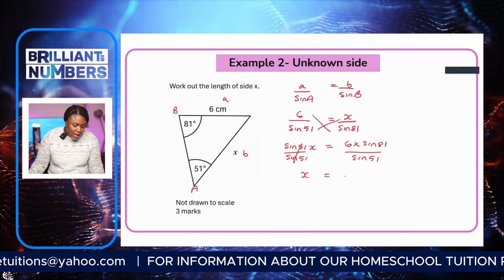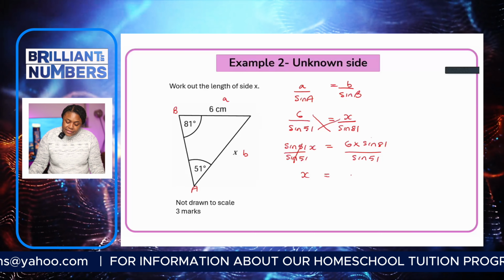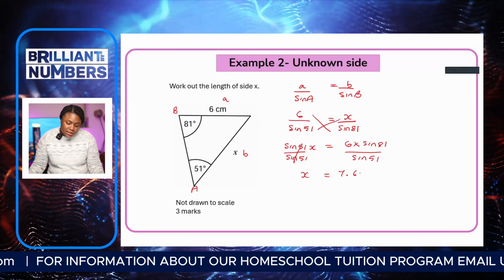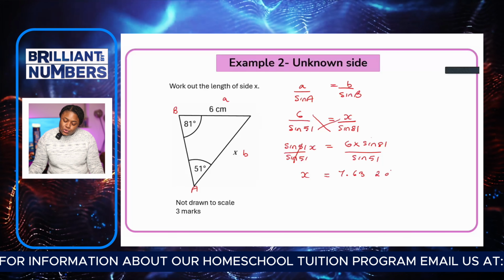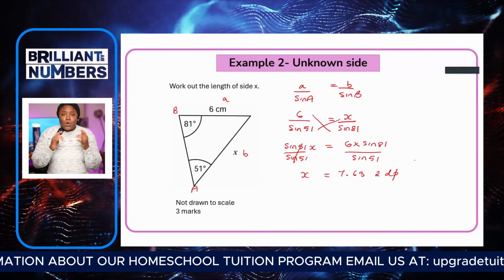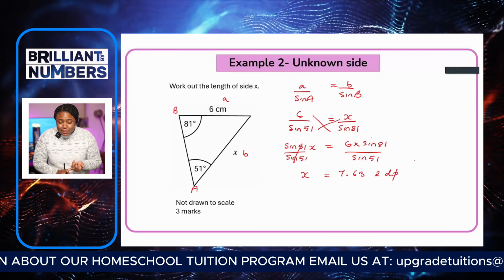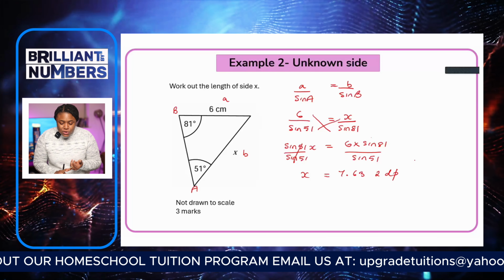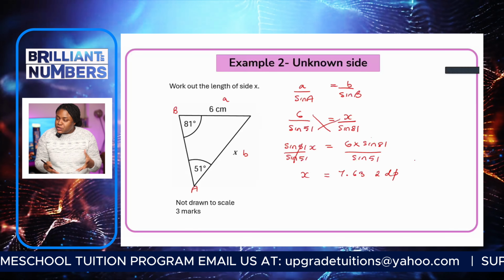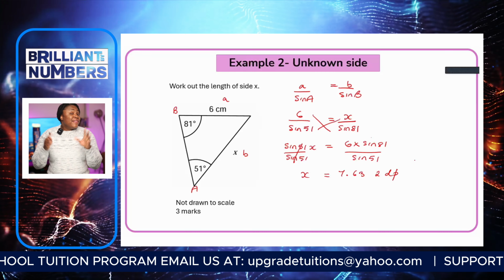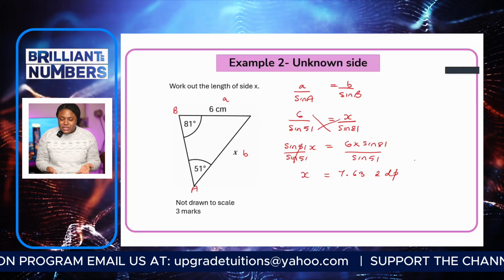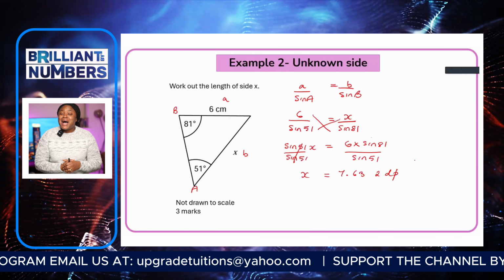So we put that in our calculator. We get that x is equal to 7.63, and that's also to 2 decimal places. So we'll understand that once we have located our matching pair and we see the side we want to find, we set up our formula. It's just basically substituting into the formula and then rearranging to make the letter the subject of the formula.